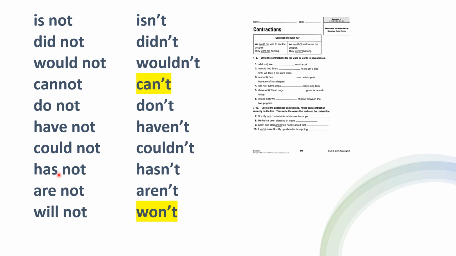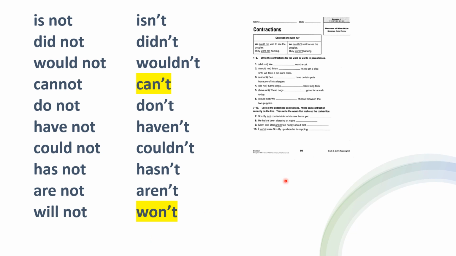Okay? Has not becomes hasn't. Are not becomes aren't. Now, will not is another strange one. Will not changes into the word won't. Okay. You can see in will not, and changing it into won't, you're not going to have an I and an L. It's W-O-N apostrophe T. Okay, that's just one you have to remember.